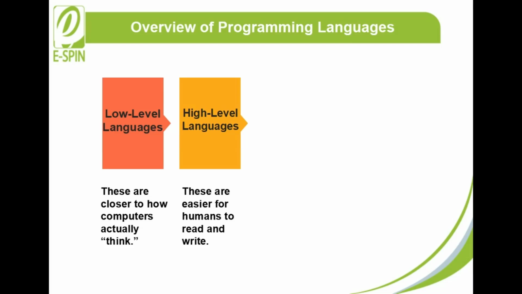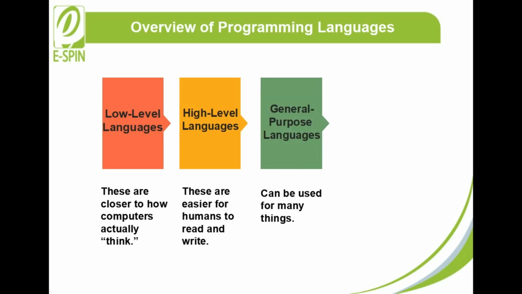2. High-level languages. These are easier for humans to read and write. They are more natural, like simple English. Most modern programming uses high-level languages. Example: Python. 3. General-purpose languages can be used for many things. Example: Python in apps, websites, data science, while Java in apps, games, large systems.